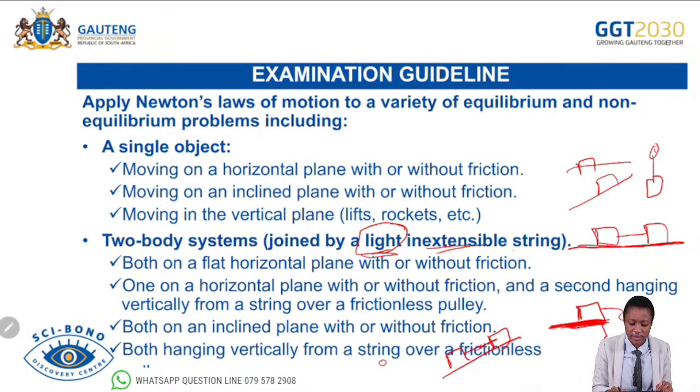In this case, you'd have something where they are both hanging. So when this one goes up, this one goes down in that manner. So those are the four cases that we deal with when we're having two body systems.